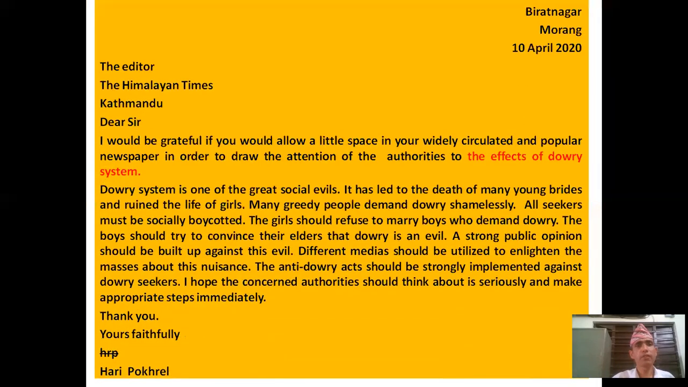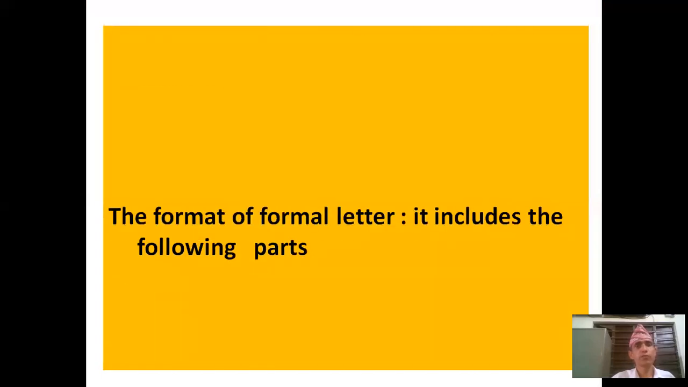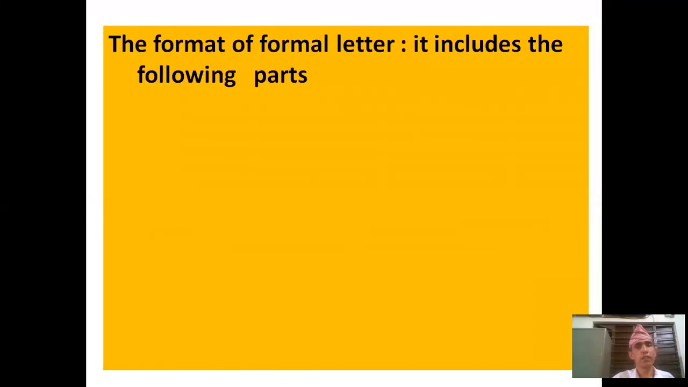Now, let us have a look at an example of the formal letter. This is the letter to the editor. This letter is written by Pokhariya from Viratnagar, Morang. This is the example of the formal letter. Dear students, the detailed discussion about this letter will be done in the next slide. Now, come to the format of formal letter.